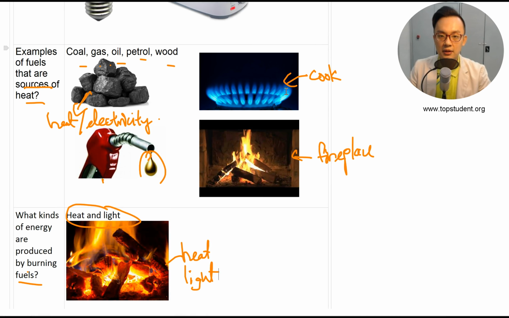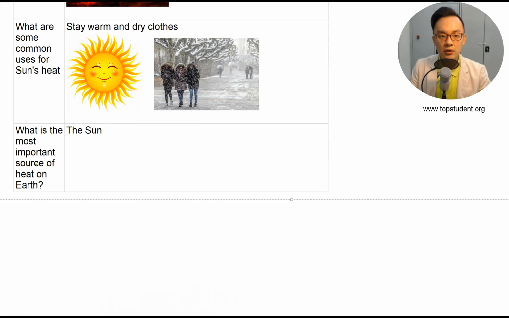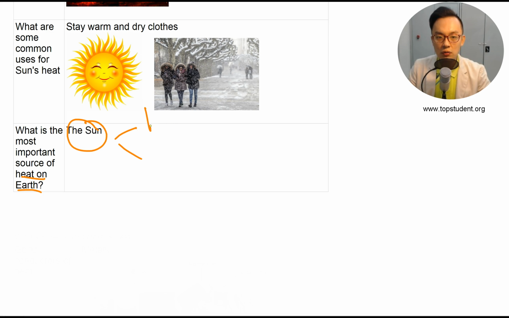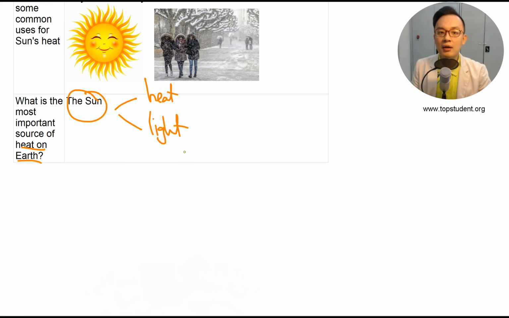Over here, this cooking stove as well. Alright, when you burn it, you have heat energy to cook on your stove. You have light energy because you can see the flame. So what is the most important source of heat on Earth? It is actually the sun. Alright, the sun is actually the most important source of two kinds of energy, which is heat energy and light energy. So this is the main root source of heat and light on Earth.